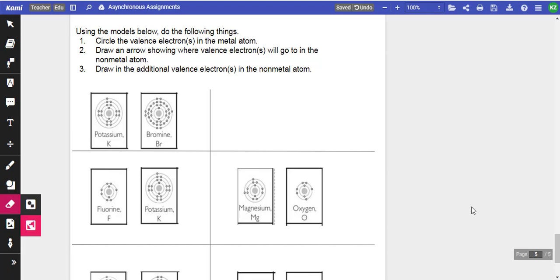Hello class, today we're going to go over a quick exercise that should help you understand ionic bonding a bit better. So without wasting too much time, let's go ahead and get into it. Using the models below, do the following.